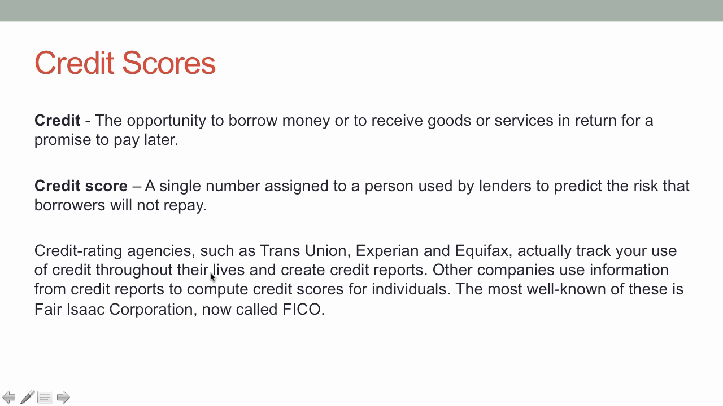They look at all your major purchases, they look at all your loans, they look at how well you pay credit cards, they look at your bank accounts, what's in them, what's not in them. They use all this information to compute a credit score for you. The most famous one is called your FICO score. It's the Fair Isaac Corporation.